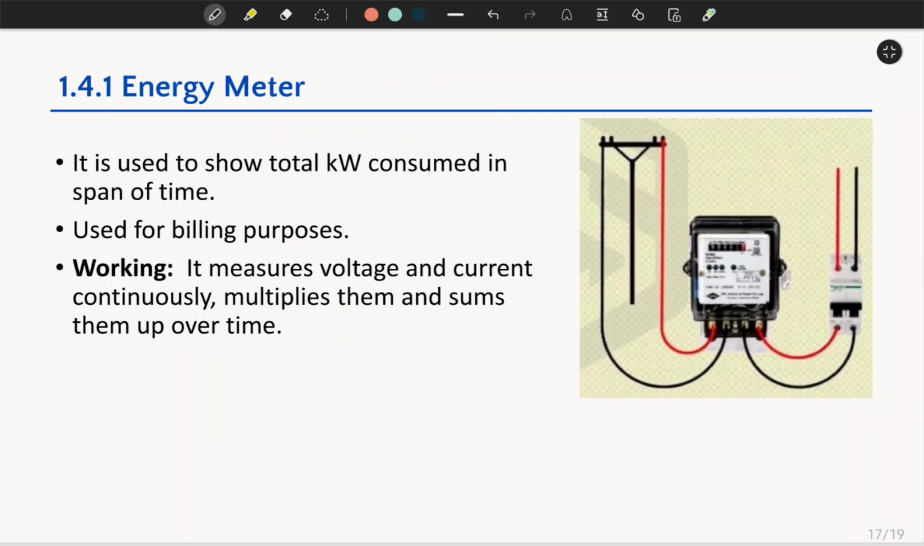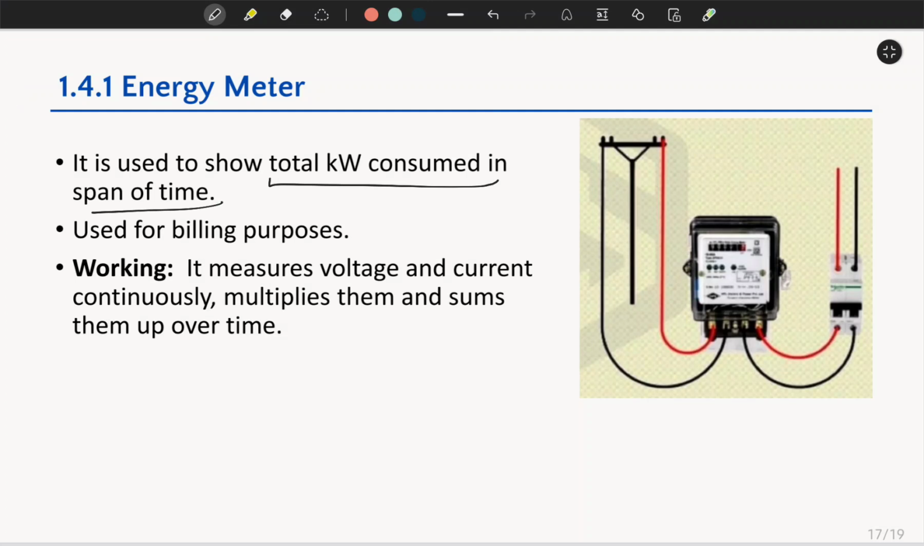This is basically a block diagram for showing you how and where the energy meter is connected. So what does an energy meter do? An energy meter basically calculates the total kilowatts consumed in a span of time. So how does it happen?